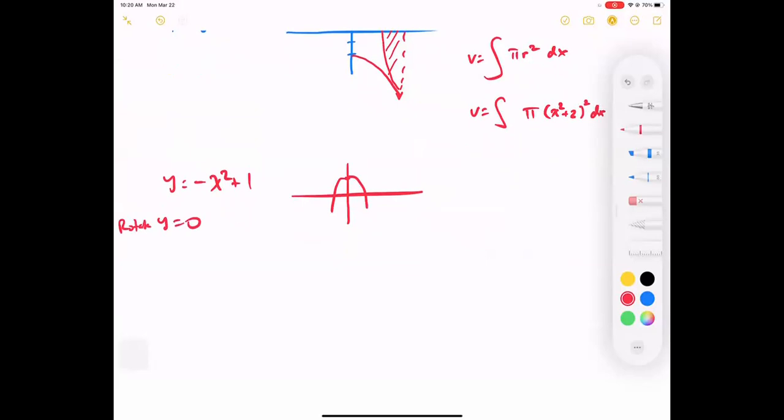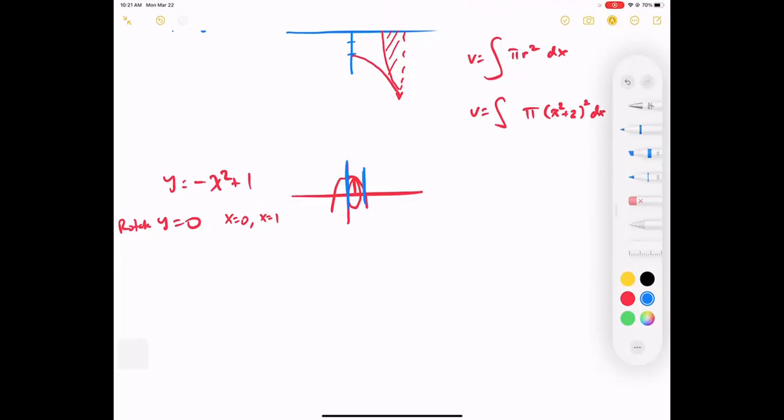Rotate around y is equal to 0. Okay, so if you're looking at it, we're going from here to here. That's what we're going to rotate around, and then we'll make this shape like a circle here. I want you to rotate between the values of x is equal to 0 and x is equal to 1. Okay, we're going to start at 0 here, stop at 1. All right. We have everything we need to know.